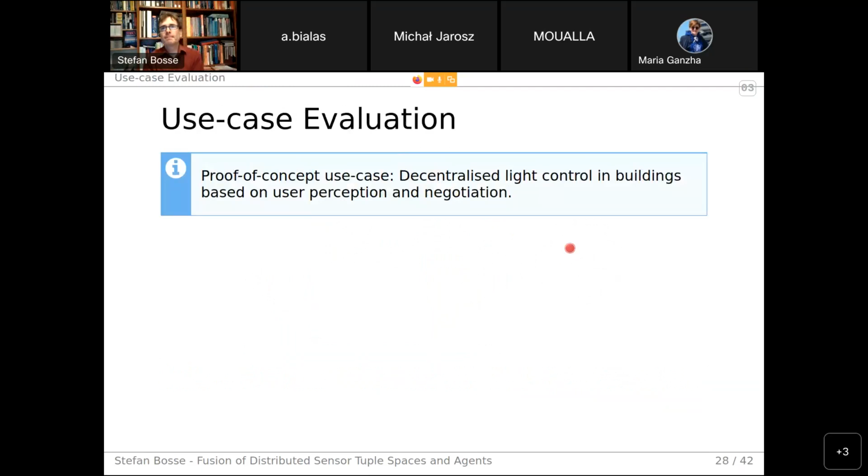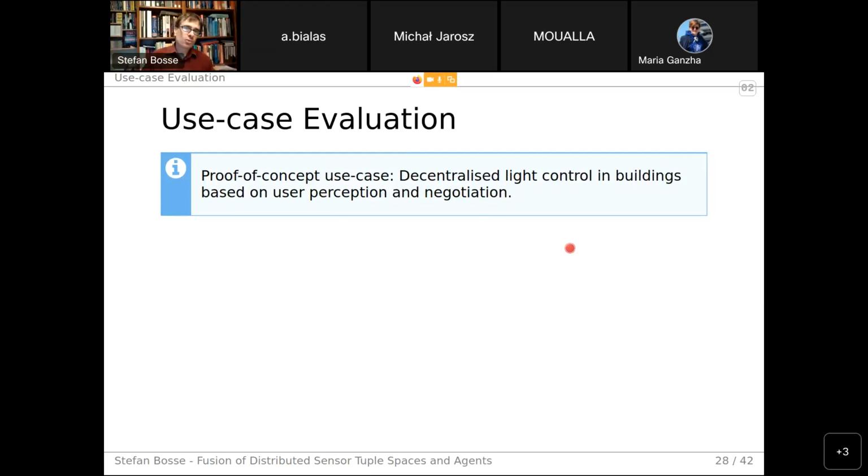It's just a proof of concept, a decentralized light control on buildings based on user perception and negotiation. You remember at the beginning, I said, we don't talk about devices, we talk about humans and devices. Now, this distributed tuple space system or architecture is used to perform micro-surveys. For example, on a smartphone, asking users in a typical office environment, in a large building with large office rooms and hundreds of people, is the light condition okay?